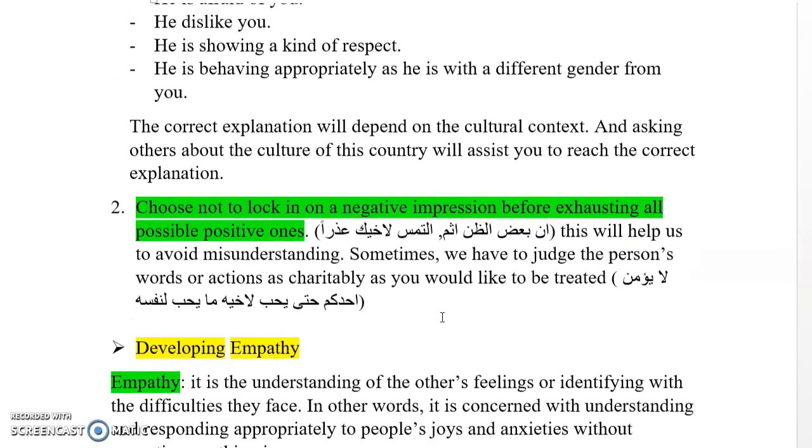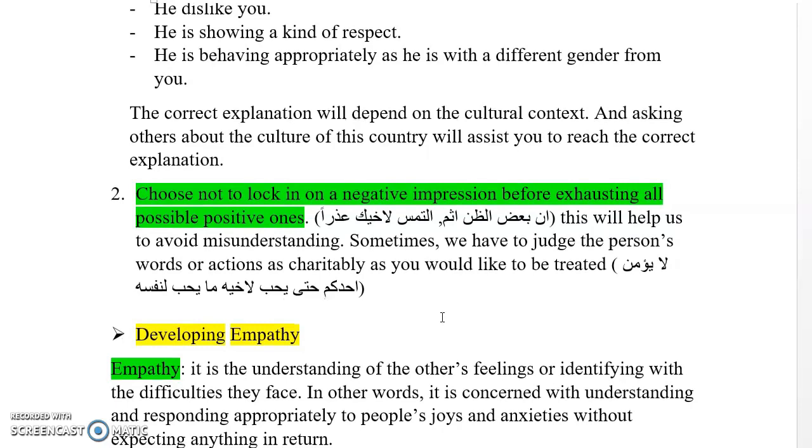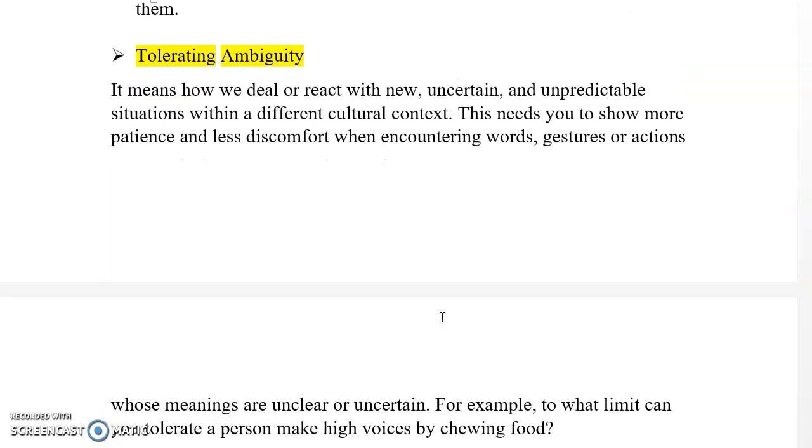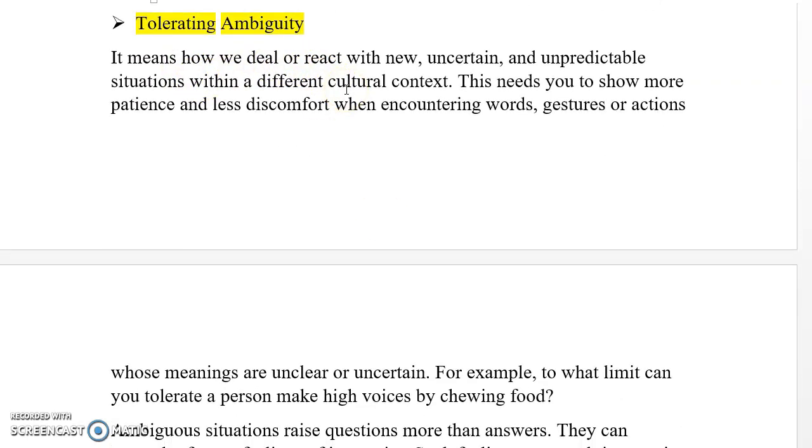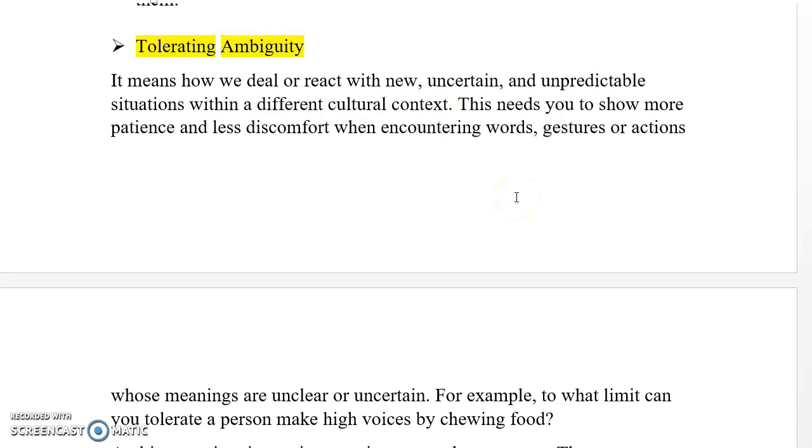So tolerating ambiguity means how we deal or react with new, uncertain, and unpredictable situations in a different cultural context. Suppose that you are meeting a person from a different culture for the first time, and you see some actions or reactions from him. So I should not be uncomfortable with ambiguity. Ambiguous or ambiguity means something unknown, something like غامض. In Arabic, we say it is غامض جدا. So this needs you to show more patience and less discomfort when encountering words, gestures, or actions.